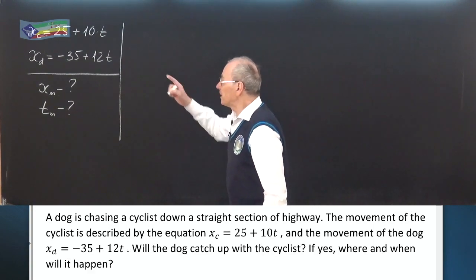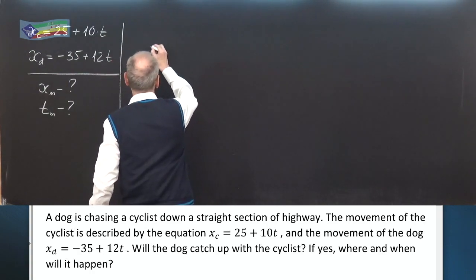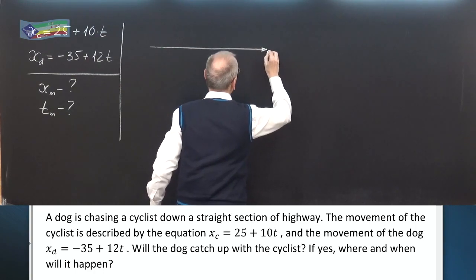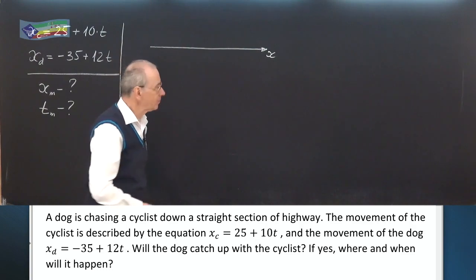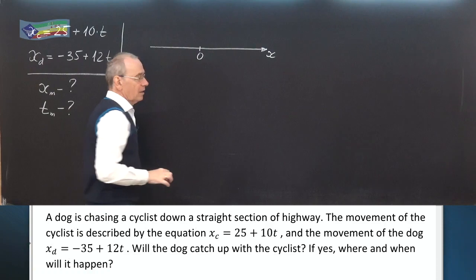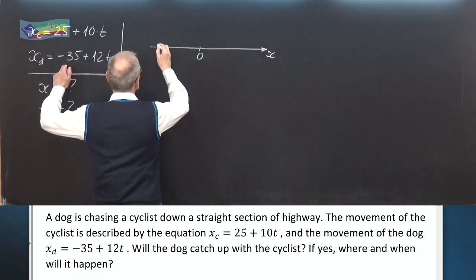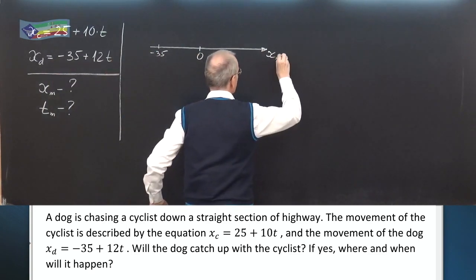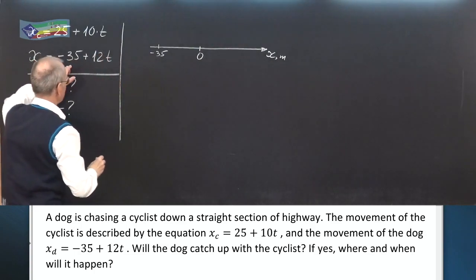So let's depict this problem. Draw the x-axis along the highway. 0 is the origin. Minus 35 meters is the initial coordinate of the dog.